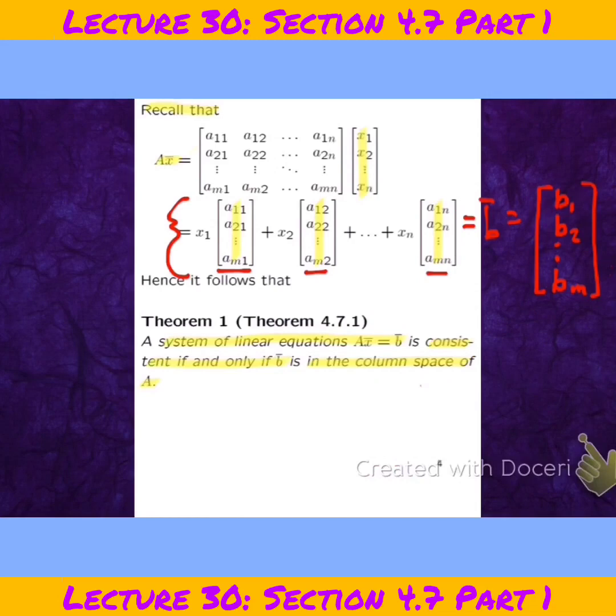And that's the same as saying we can find an x1, x2 up until xn such that b is a linear combination of the column vectors of A. So that's all equivalent. It's basically saying that the system is consistent if and only if b can be expressed as a linear combination of the column vectors of A. In other words, I can find values for x1, x2 up until xn, and that's the same as saying that Ax equals b is consistent.